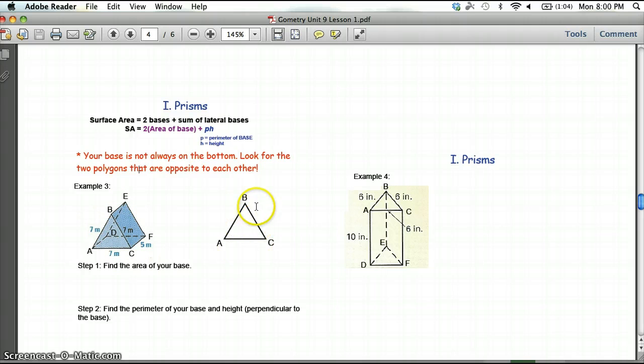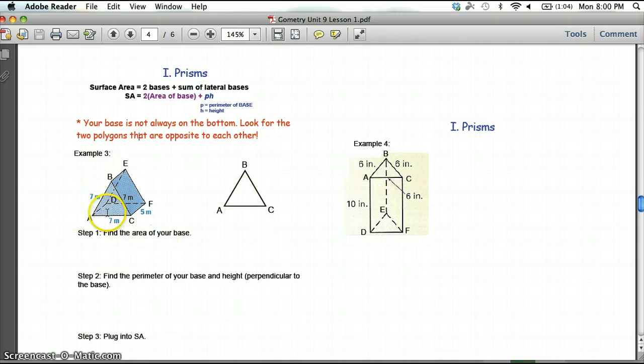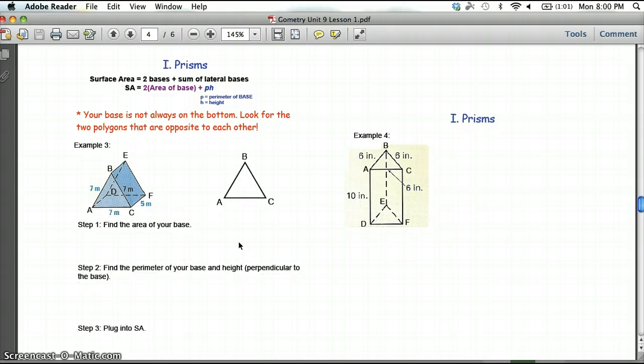So I went ahead and I drew my triangle out. I took my base out of my figure, and that's always what you want to do. You always want to take your base out of your figure so you can figure out what the area is. So if you remember, the area of a triangle is 1/2 base times my height.